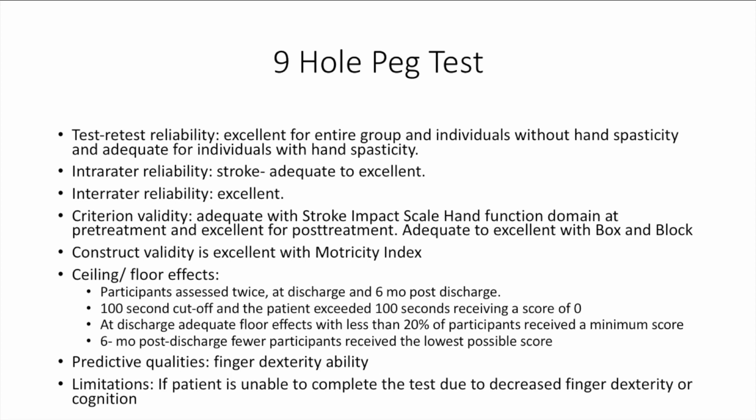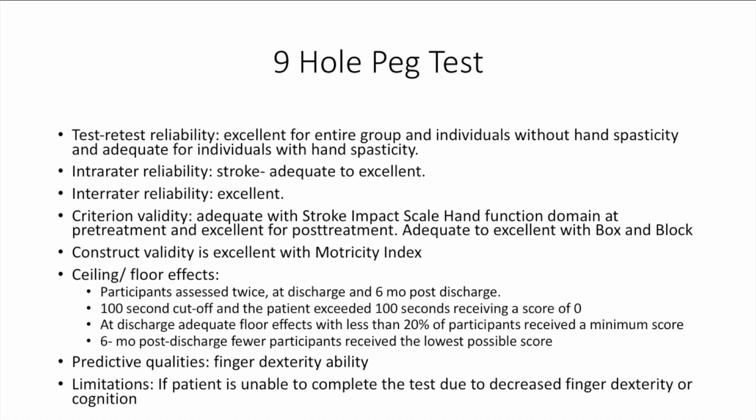Test-retest reliability is excellent for the entire group and individuals without hand spasticity and adequate for individuals with hand spasticity. The inter-rater reliability for stroke is adequate to excellent, while the intra-rater reliability is excellent. The criterion validity is adequate with the Stroke Impact Scale hand function domain at pre-treatment and excellent for post-treatment, and adequate to excellent with the Box and Block. The construct validity is excellent with the Motricity Index.